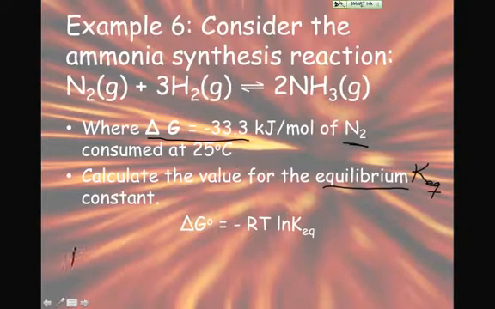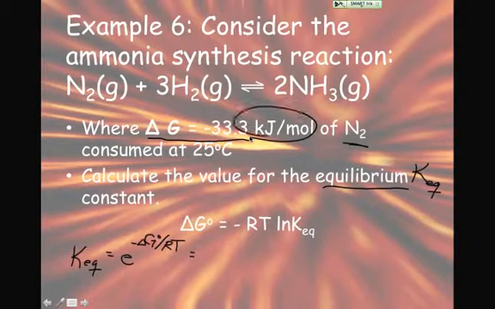So we rearranged the equation to solve for K in our previous slide. That's equal to e raised to the negative delta G naught over RT. No problem. Let's just put the values in, but be careful of your units here. Remember, R is in joules per kelvin mole, so we can't have G in kilojoules when R is in joules.